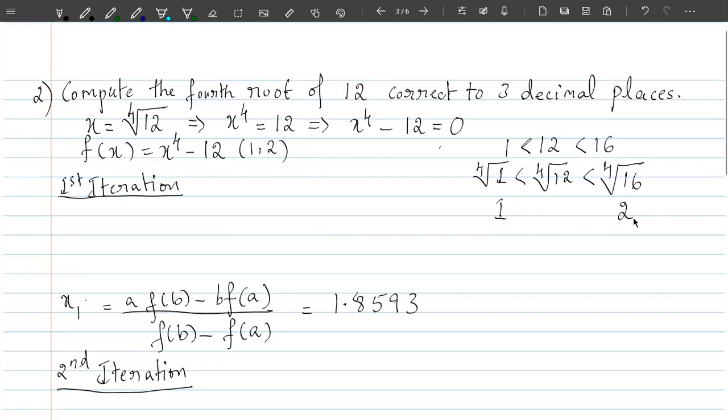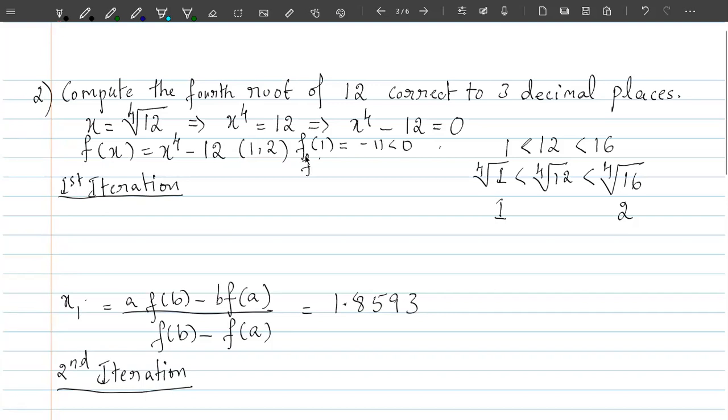That means the required answer should be in between the numbers 1 and 2. So now from this 1 and 2, we have to find out whether the required root is close enough to 1 or close enough to 2. So if you calculate f of 1, it will be nothing but minus 11, a negative value.